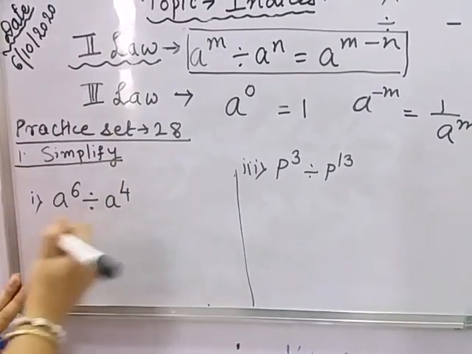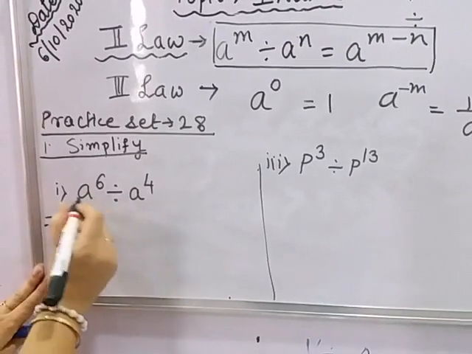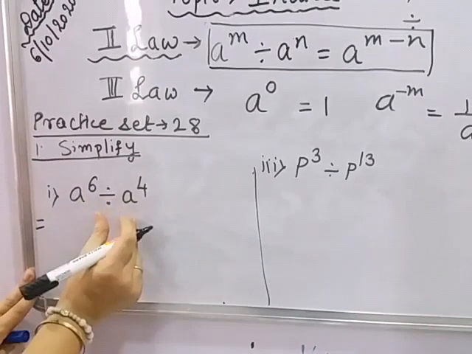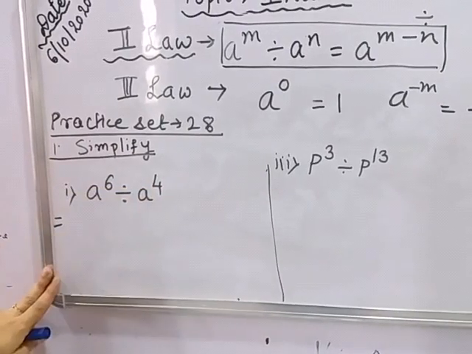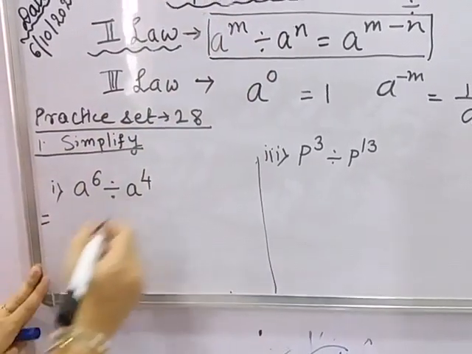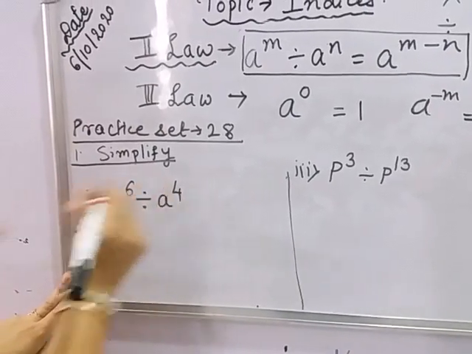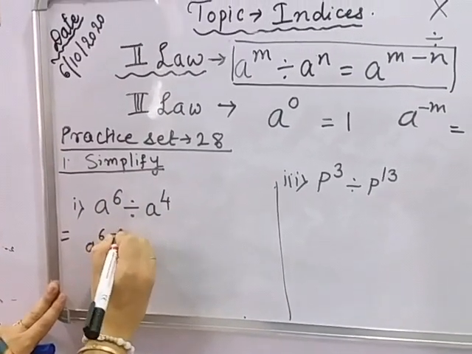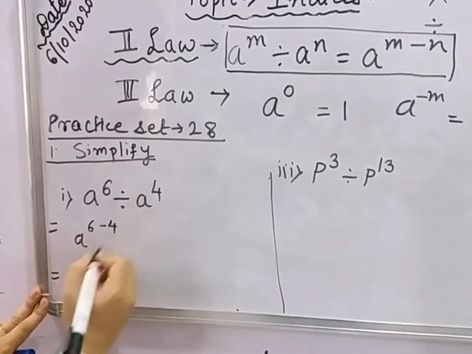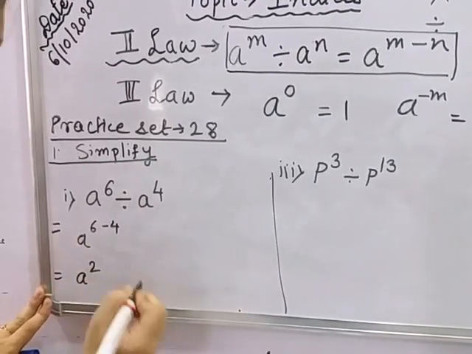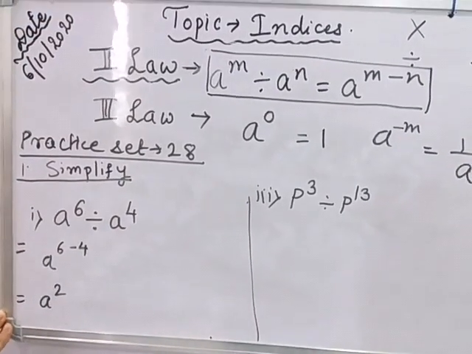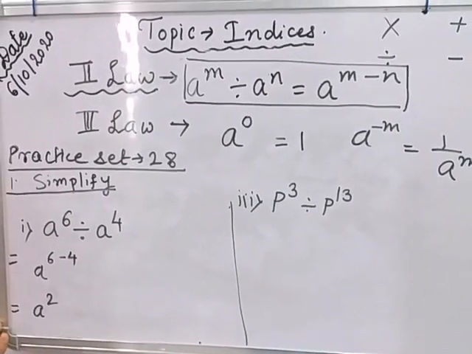So let's start now. Here you will see the base is the same and the indices are different, and we are going to divide the base. So we are going to use the second law. What we are doing: write the common base, that is A, and what is the index here? 6 minus 4. So what is the answer? Yes, your answer is 4. If the index is positive, then we don't have to do anything.